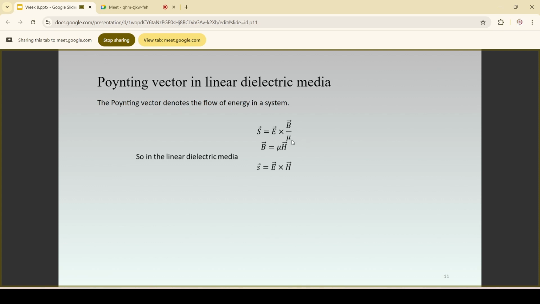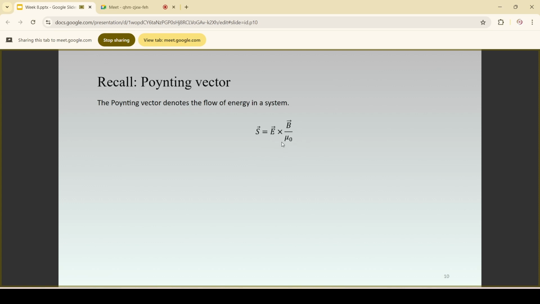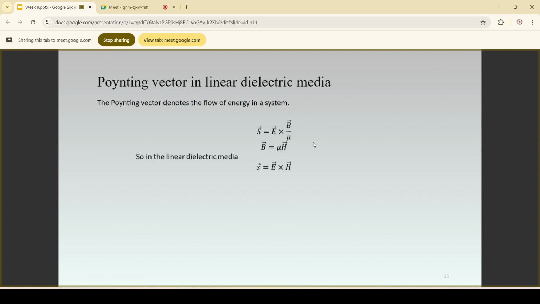So this mu zero, if you notice from here, is now changed to mu because of the new permeability of this media, and we know that the relation in this media is given by the magnetic field B equal to mu into the magnetic field intensity H. So we can see in a linear dielectric media, this S vector is equal to E cross H over mu into mu. So mu cancels out and you have only E cross H.